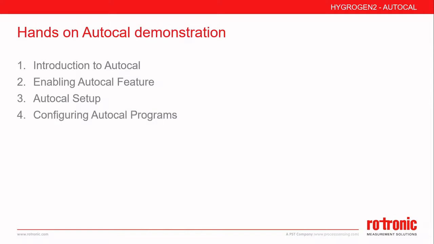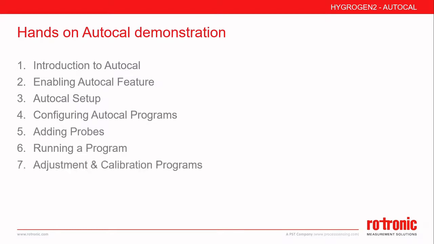We will take an initial look at configuring AutoCal programs. We will show how to add probes for use in the AutoCal. We will run an AutoCal program and demonstrate how to review the data during a program itself. We will then take a closer look at AutoCal programs again and detail the options for adjustment and calibration of probes. Finally, we shall take a review of our certificates and cover any additional points.